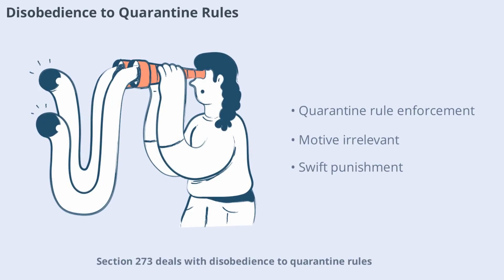Section 273 deals with disobedience to quarantine rules. Anyone who knowingly disobeys government-imposed quarantine regulations is punishable, regardless of their motive or whether harm results. The law emphasizes the importance of compliance with public health measures, especially during outbreaks. By removing the need for proof of injury, this section ensures swift action against those who jeopardize community safety. It highlights the collective responsibility to follow rules designed to protect everyone from infectious diseases.